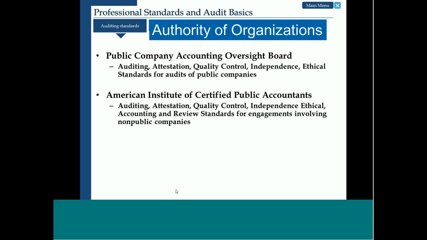AICPA board, where they have a specific board called the Auditing Standards Board. The American Institute of Certified Public Accountants issues the auditing, attestation, quality control, independence and ethical, accounting and review standards for engagements involving non-public companies. So these are the people who issue the standards which are more relevant with respect to private organizations. Every private organization has to follow these standards.